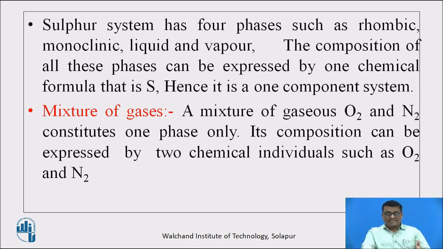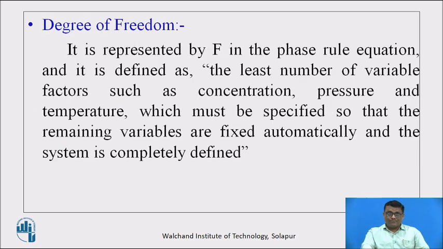A mixture of gases, for example oxygen and nitrogen, forms one phase because both the gases are miscible, so the phase is one. What about the component? Its composition can be expressed by two different chemical individuals such as O2 and N2. Therefore, the value of component for the given example is 2.